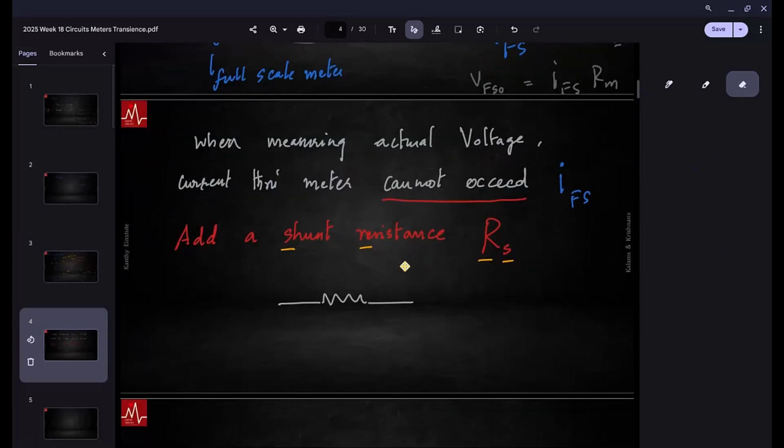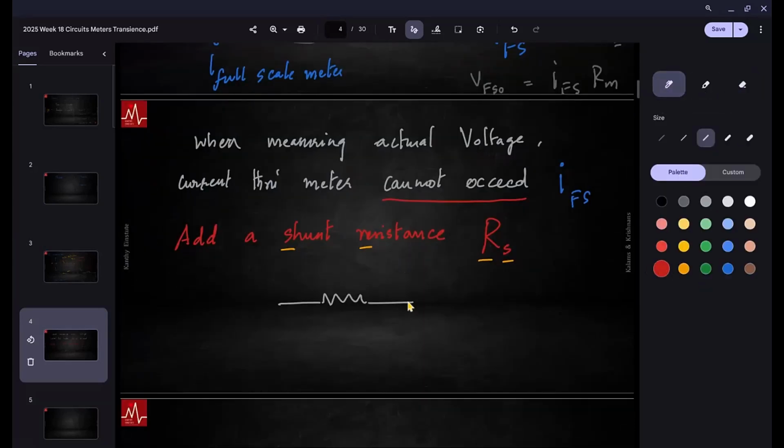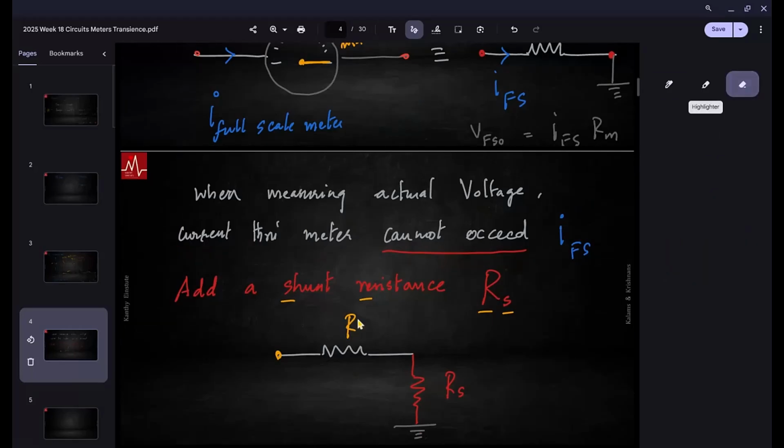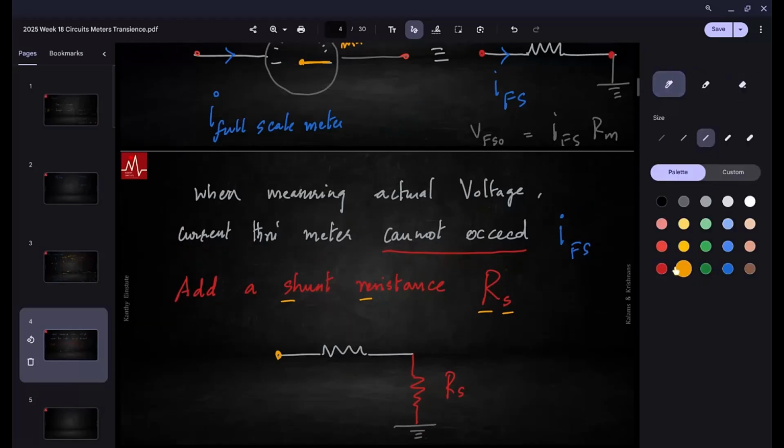It's added in series. And the original meter resistance is over here. There's internal resistance. Whatever device you put in, that has a resistance. That is our meter.